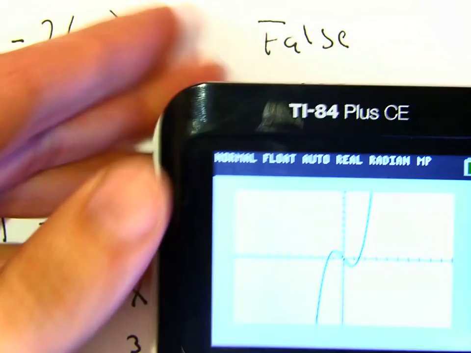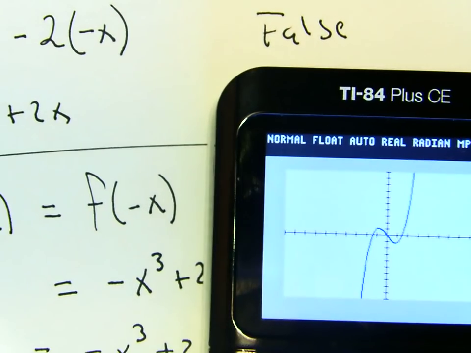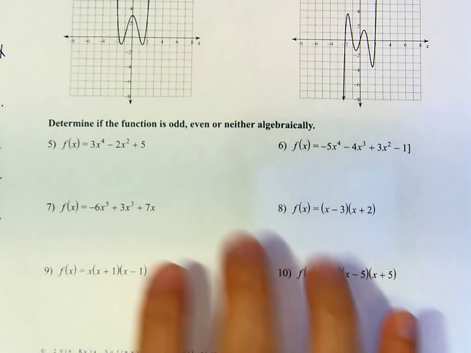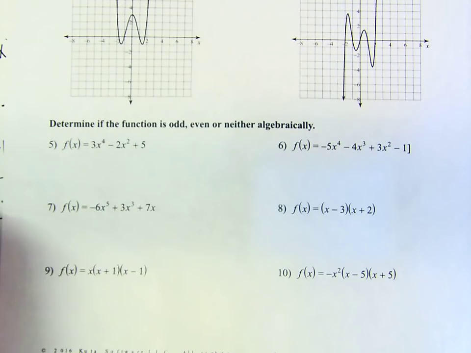Okay, everybody, what I want you to do is try and finish some of these questions over here, determine if they're odd, even, or neither.